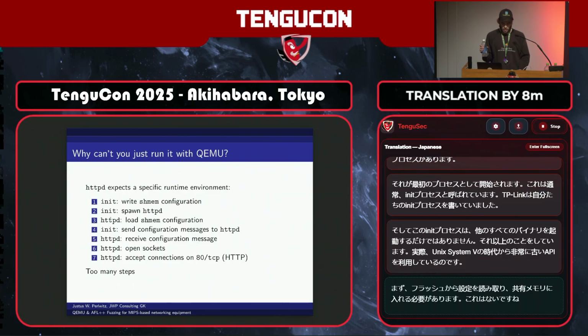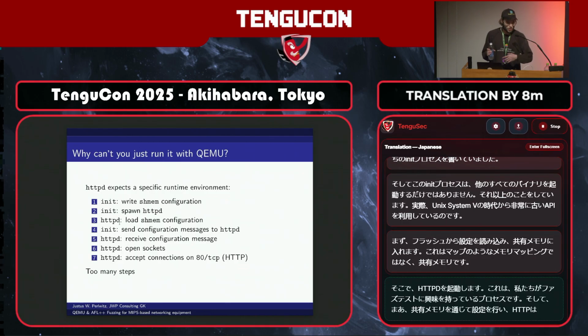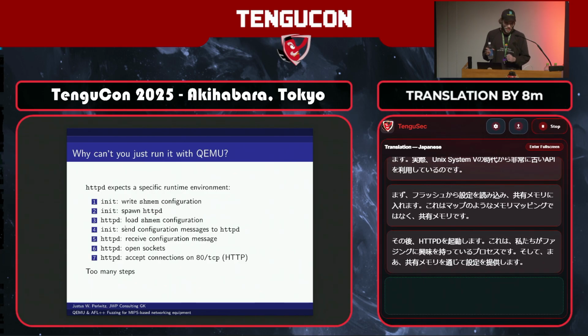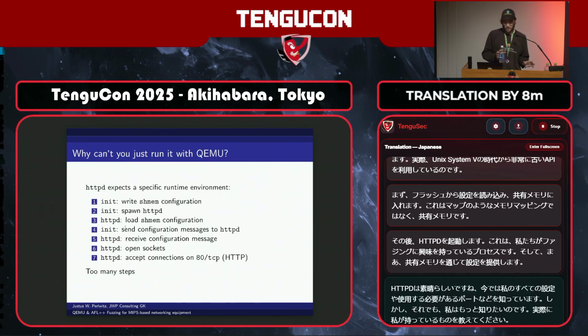Then it starts HTTPD, which is the process that we're interested in fuzzing. It gives it the configuration through shared memory, and HTTPD is like, great, now I know all my configuration, like which port I need to use and so on. But still, I want more. I want you to tell me that I actually have to start. If no one tells it to start, it will just never start.